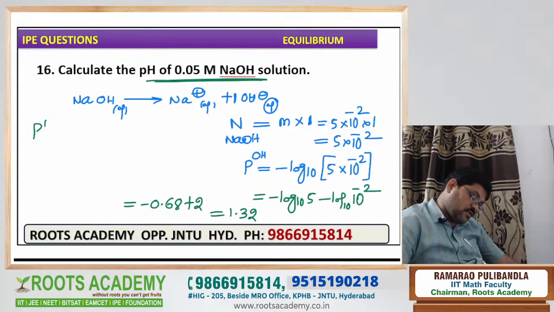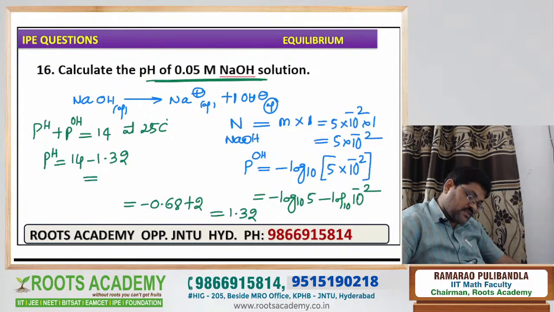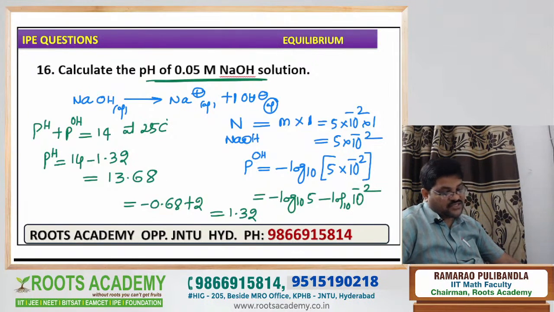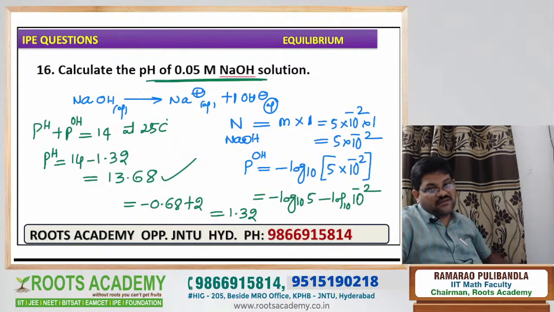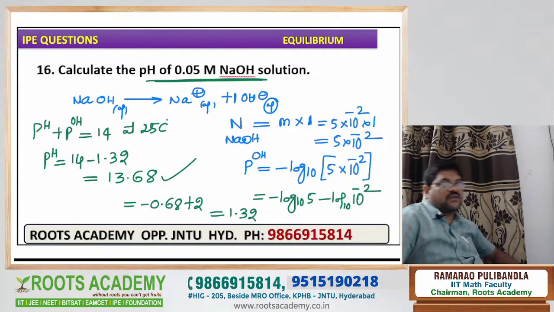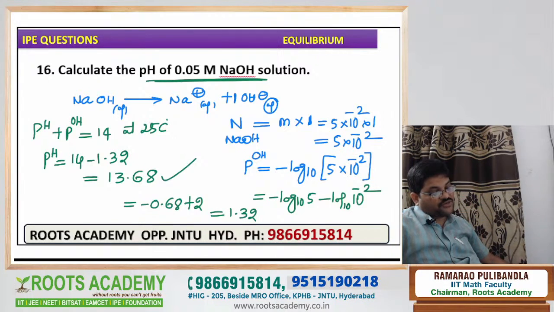Now what do you know? pH plus pOH is equal to 14 at 25 degrees Celsius. Therefore, pH is equal to 14 minus 1.32, that becomes 13.68. What is the answer? 13.68. pH is more than 7, that is basic. pH is more than 7, that is what? Basic. Simple logic, no confusion.